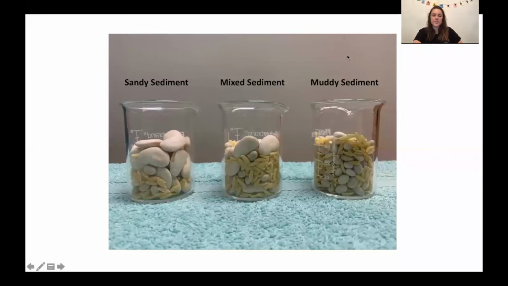There are two main parts to my lesson plan. The first one is titled Sediment Grain Size Profile, and the second is titled Benthic Community Structure. For part one, the students will receive one of the following sediment samples, either sandy, mixed, or muddy sediment, but the students won't know which sample they have.